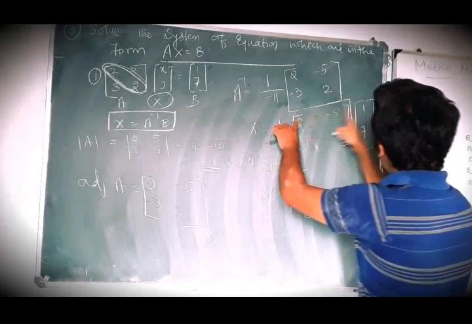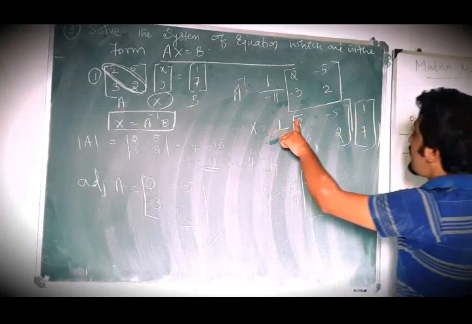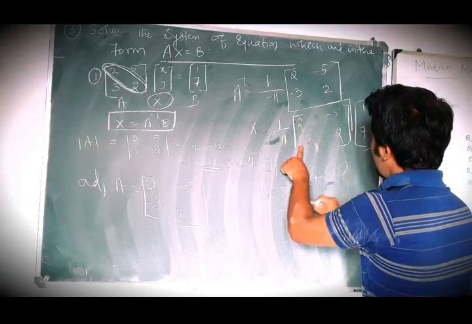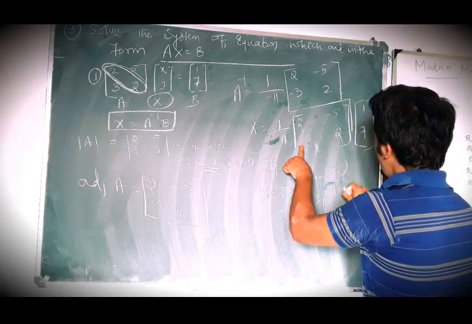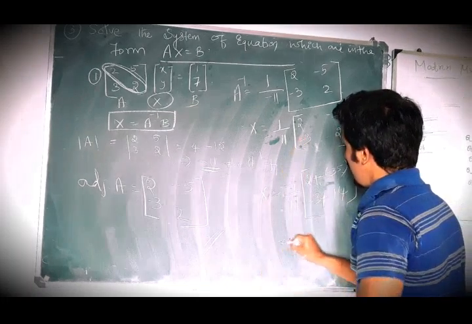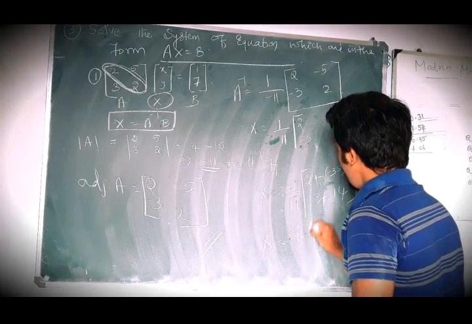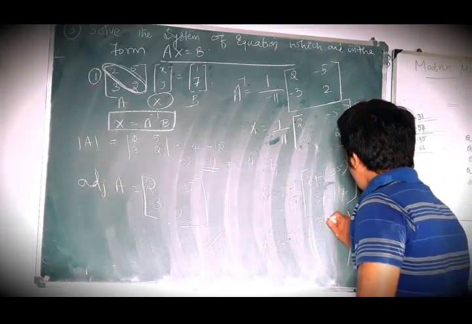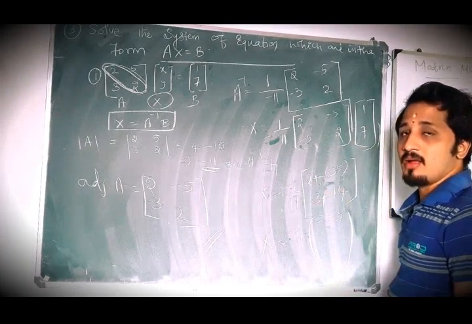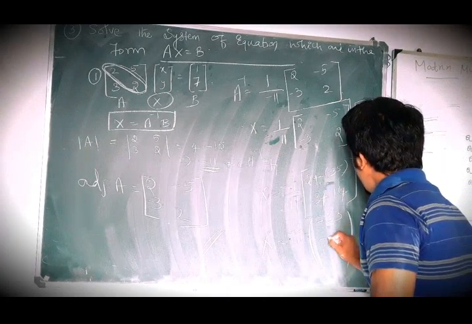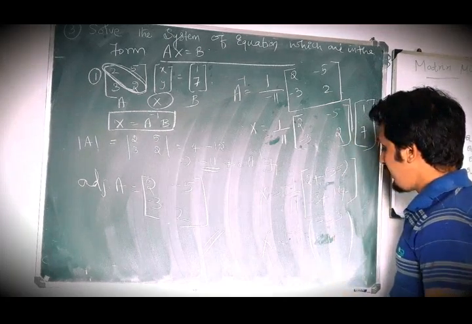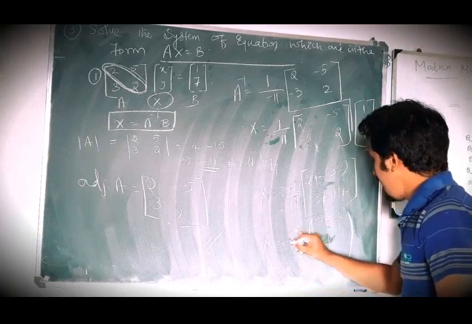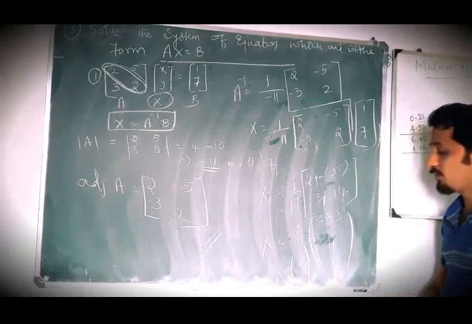First I have to multiply these two matrices. x = minus 1 by 11. Listen here, 2 ones are 2 plus minus 5 into 7, minus 35. Now minus 3 into 1, minus 3, plus 2 into 7, 14. Now x = minus 1 by 11 into 2 minus 35, that is minus 33, and minus 3 plus 14, that is 11. So you will get x = minus 33 by 11, that is 3, and minus 1.